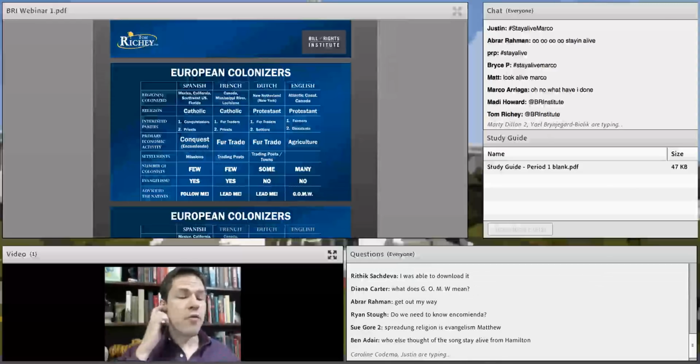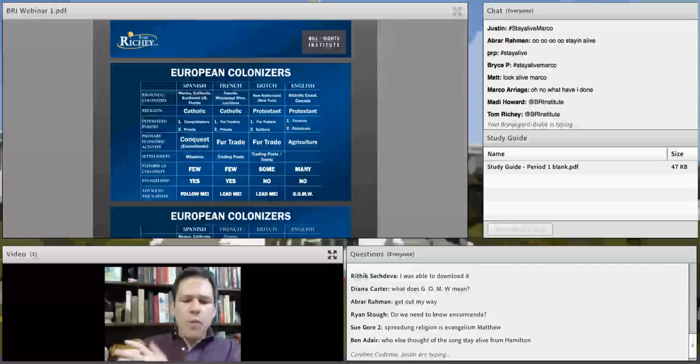All right, so let's look at the European colonizers. And what we need to do here is think about, you should know the encomienda. There's really nothing on this graphic organizer that will not be useful for you in comparing things.